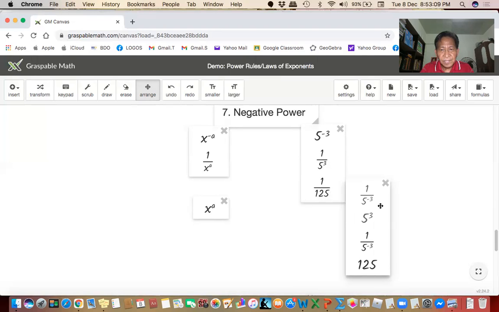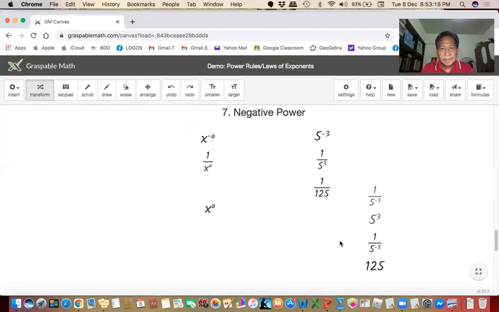Let me just move it here so you don't confuse the problems. All right, so these are two different problems. Here, the negative exponent is in the denominator. Here, it's in the numerator.